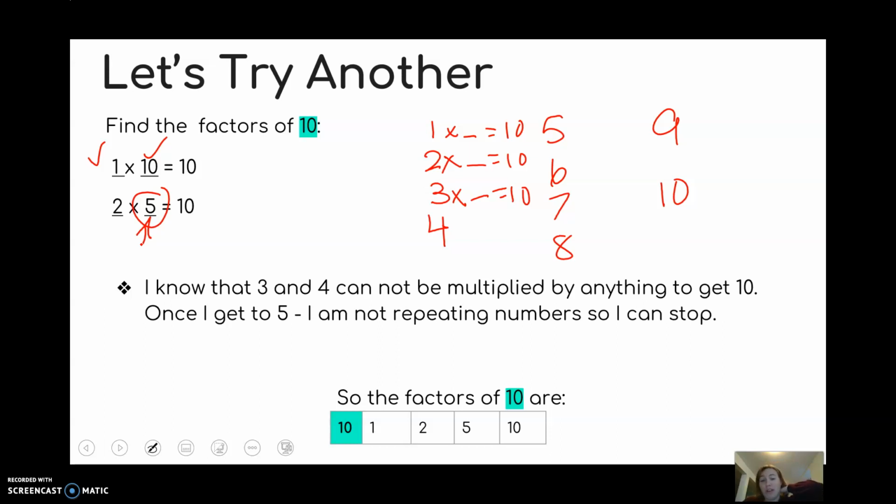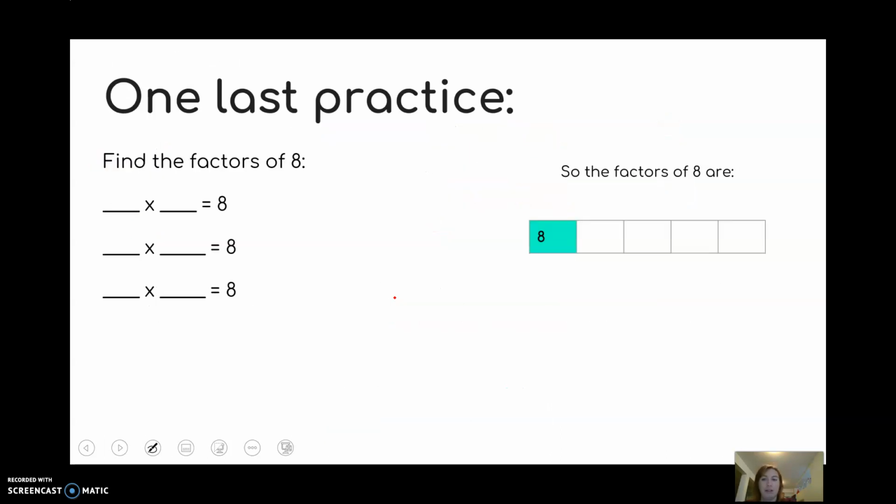So I know that 3 and 4 cannot be multiplied by anything to get 10. And once I get 5, I am now repeating numbers, so I can stop. So at the end here is the list. The factors are 1, 2, 5, and 10.